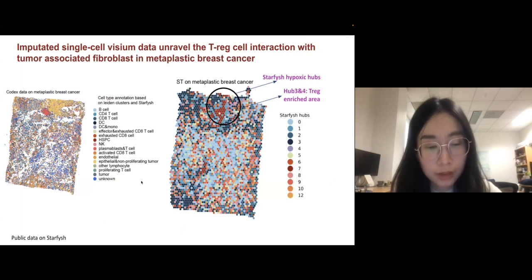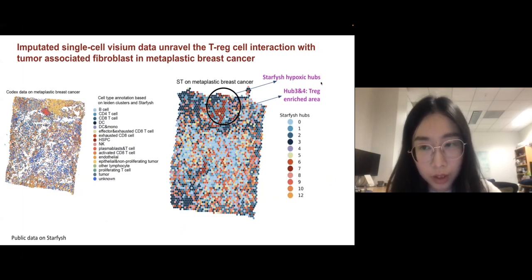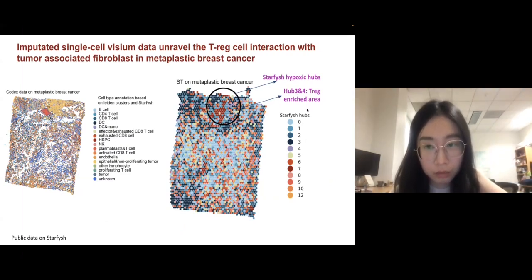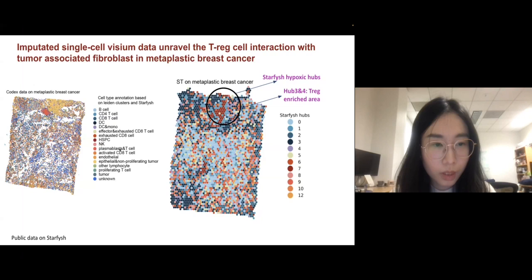This is the metabolic breast cancer, and this data is also from Starfish. From Starfish, we define some of the hubs related to this sample. We identify some hypoxia regions, and we have hub regions 3 and 4, which we think are T cell related and enriched areas. We think these are hallmarks of metabolic breast cancer.